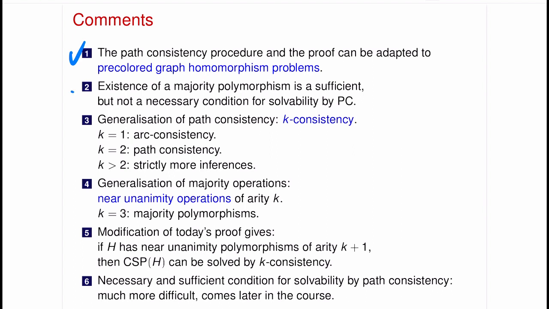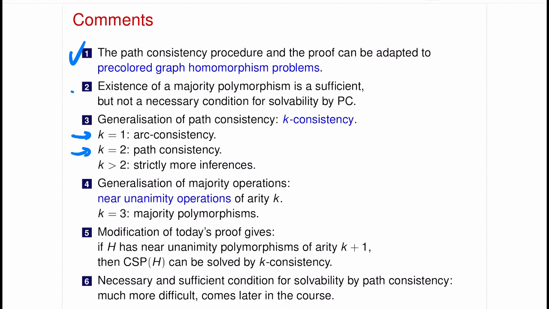Another point that I wanted to mention, it's also described in detail in the script. The path consistency procedure can be made even stronger by not looking at three vertices at a time, but four vertices at a time, and making stronger inferences, maintaining not pairs or lists of pairs, but lists of triples or k-tuples in general. And this is called k-consistency. For k equals 1, you just get back R consistency. For k equals 2, you get path consistency. And for larger k, this k-consistency will do strictly more inferences.